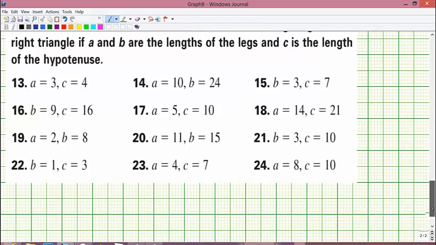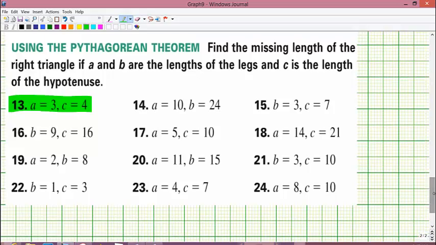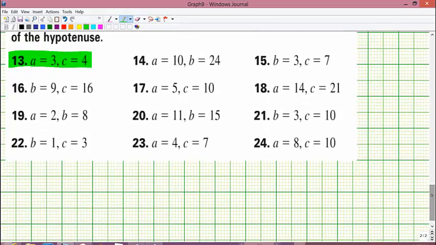So we'll do question 13 together. Okay? So let's have a look at the elements. We're going to do question 13, and it says, find the missing length of the right triangle if A and B are the lengths of the legs and C is the hypotenuse. So let's quickly sketch that. We know that it's going to be a right triangle, it states so in the question. We know there's going to be a right angle. We know we've been given C, which is the hypotenuse, which is the longest side. We have been given one of the others, so that's 3. We're not sure what the third is, and that's going to be B.